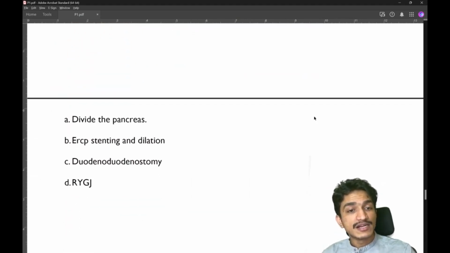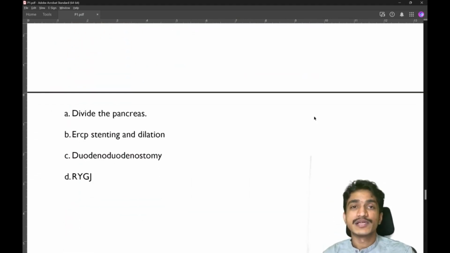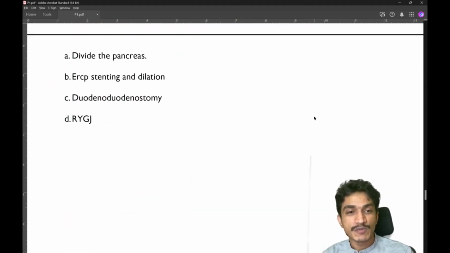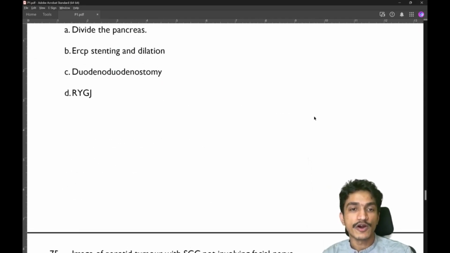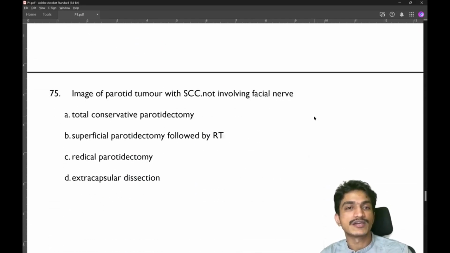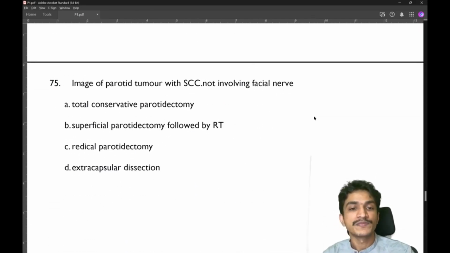Now this annular pancreas, and they've asked regarding the management. So straightforward, duodenostomy is the answer in this case. You cannot do ERCP, you cannot divide the pancreas, you cannot do a RYGJ.